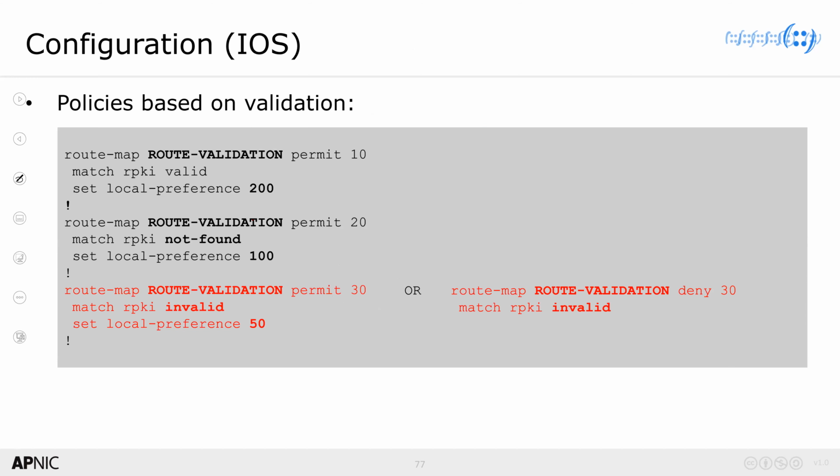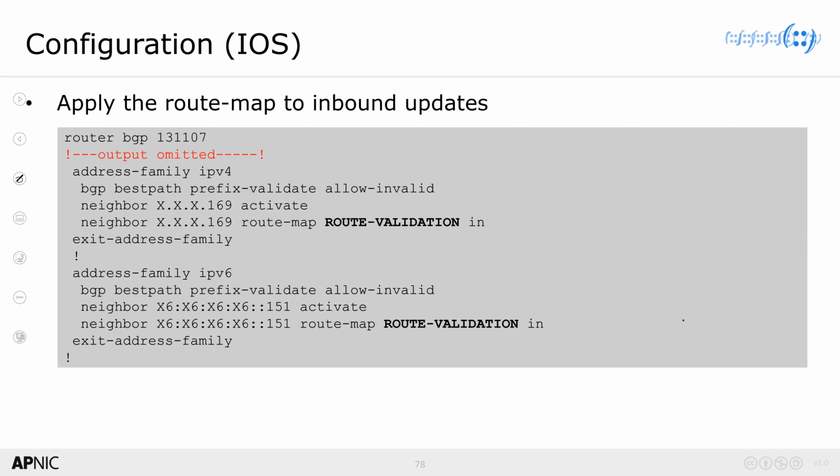So we talked about what we could do in terms of what do we do when we get these routes. So we could create something around local pref. So if a route is valid, we give it a local pref of 200. If we're coming up with a not found, we leave you at default at 100. Or if we get a match RPKI invalid, we could either set local pref to something really low, or we could just drop it. Depends on how you want to roll the dice there.